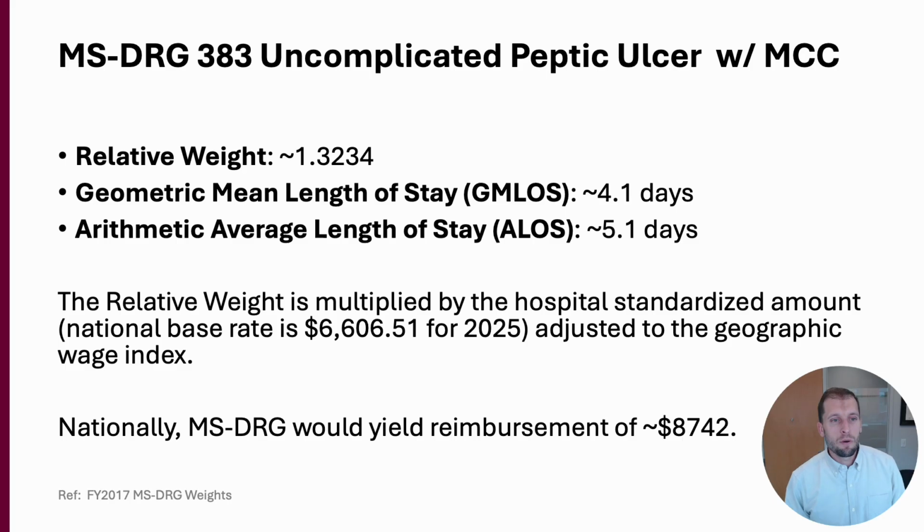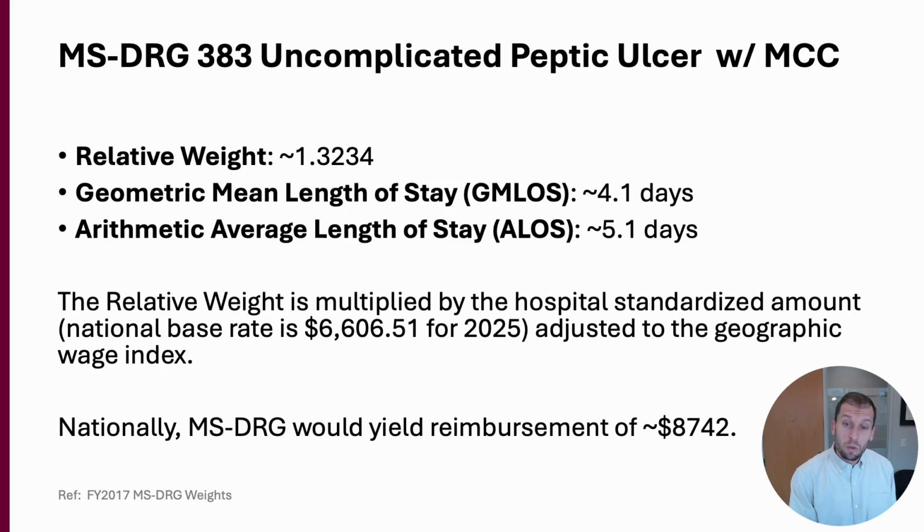All right, so we will then multiply. Again, it's another conversion factor. So by the base rate, we're going to adjust that geographically and get what's called the hospital standardized amount. Again, another great term that really doesn't tell us a whole lot. Okay, and so multiply that by the relative weight. So the reimbursement for caring for this uncomplicated peptic ulcer would be about $8,700.